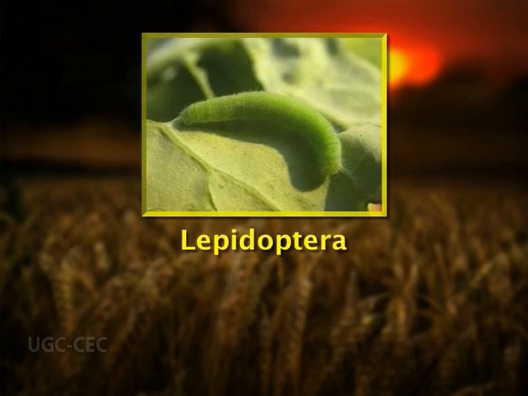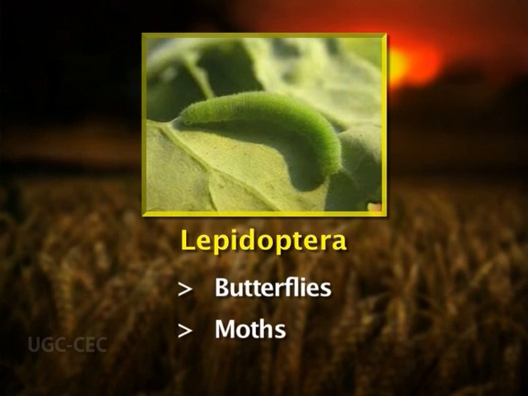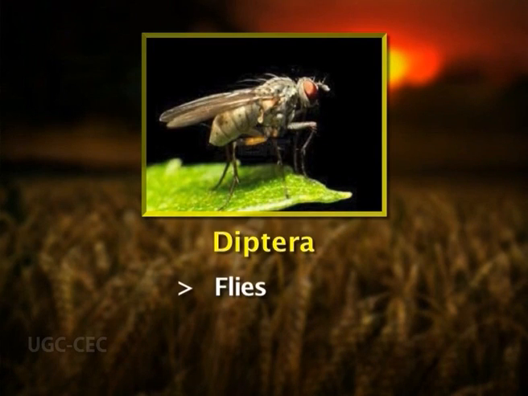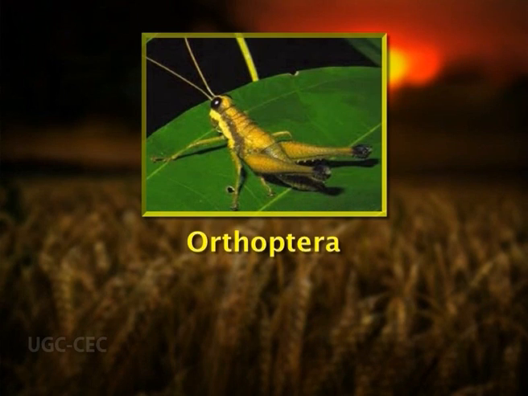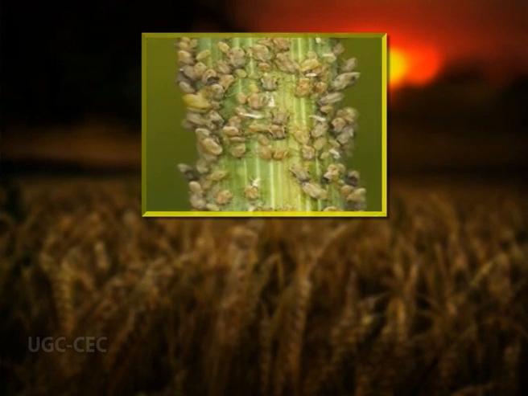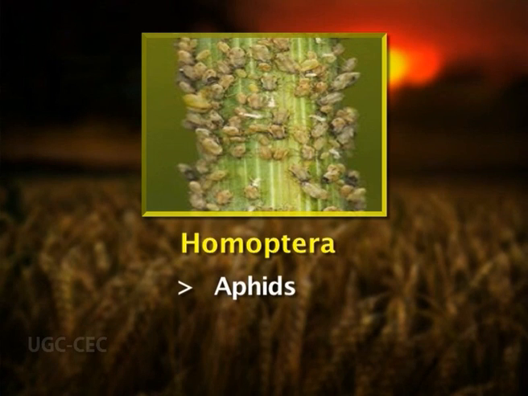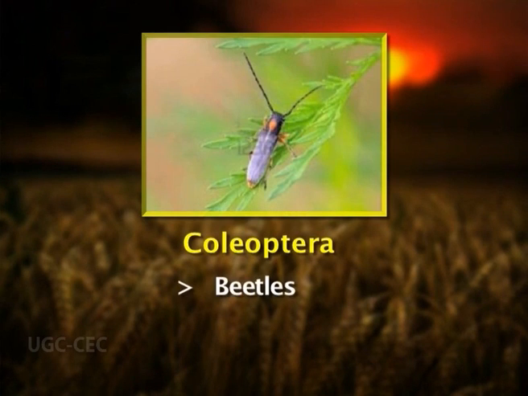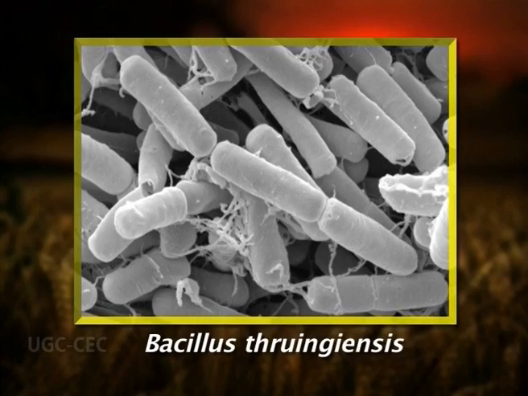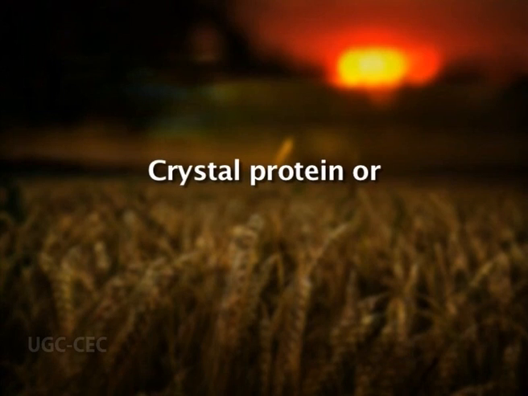Major classes of insects that cause damage belong to Lepidoptera, which includes butterflies and moths, Diptera, which includes flies and mosquitoes, Orthoptera, which includes grasshoppers and crickets, Homoptera, which includes aphids, and Coleoptera, which includes beetles. Most widely used insect-resistant genes are the Bt genes, isolated from different strains of the gram-positive soil bacterium Bacillus thuringiensis. The Bt genes produce an endotoxin called crystal protein or cry protein.